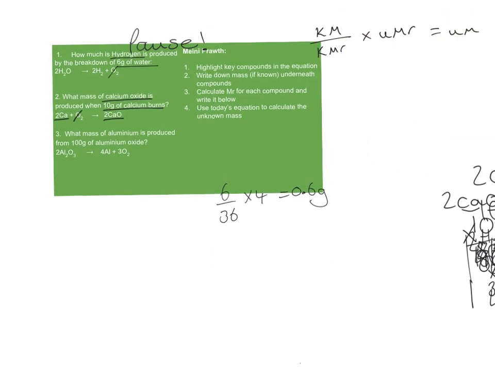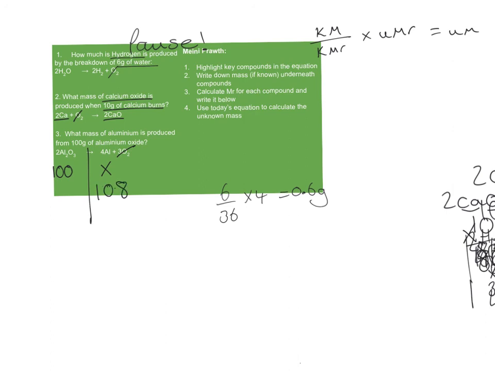Final equation. What mass of aluminium is produced from 100 grams of aluminium oxide? So we don't need the oxygen. Draw a line down. We know that we've got 100 grams of aluminium oxide. We have no idea how much aluminium we're going to make. So mass number of aluminium is 27. So we do 27 times by 4, that would give us 108. So the unknown MR is 108.